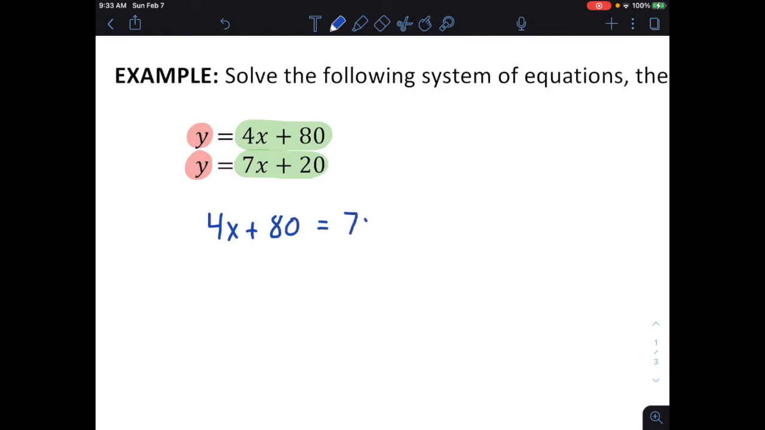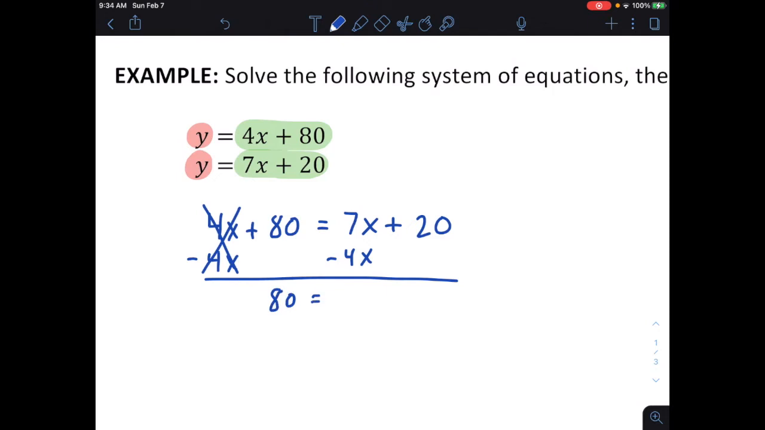equals 7x plus 20. Okay, so now we have to go back to first quarter when we did solving equations with variables on both sides and just solve this for x now. Okay, so if we remember, when we solve for x, we always want to move the x's first. And in this case, we move the smaller one. So the 4 is smaller than 7. So I'm going to subtract 4x. I'm subtracting it because it's already positive. So that just cancels itself out on the left-hand side. So we have 80 equals 3x plus 20.